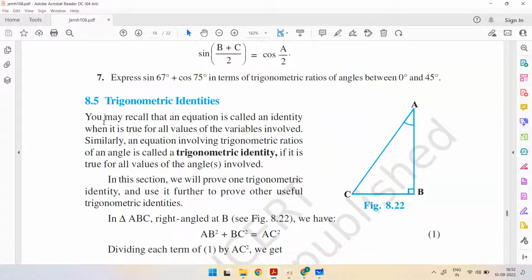Good morning, students. In my last lecture, I completed exercise 8.3. Now moving to section 8.5 of this trigonometry.